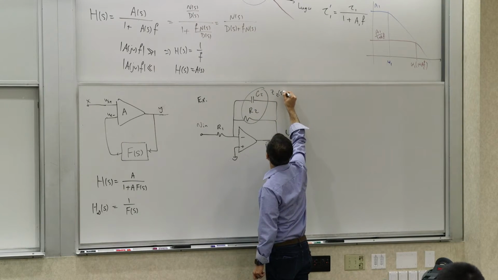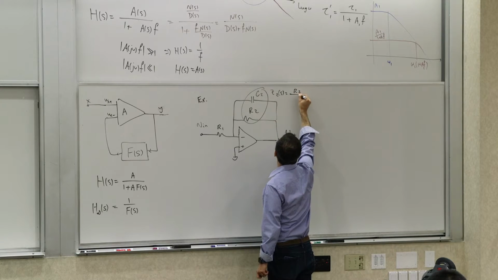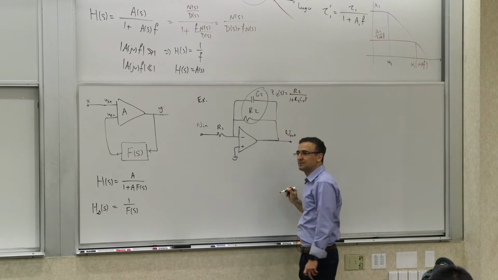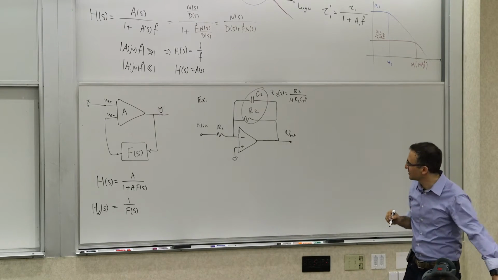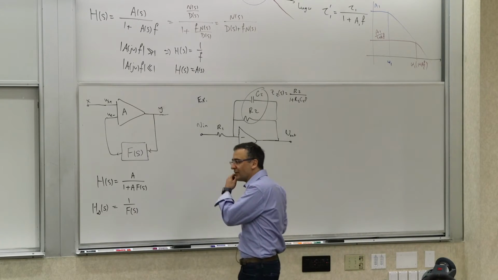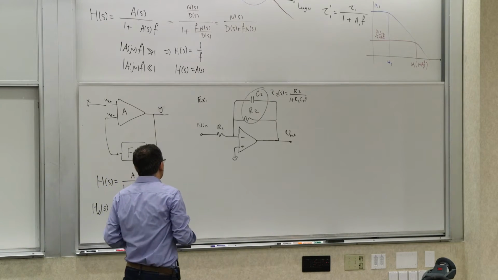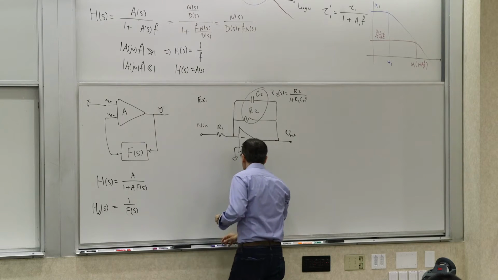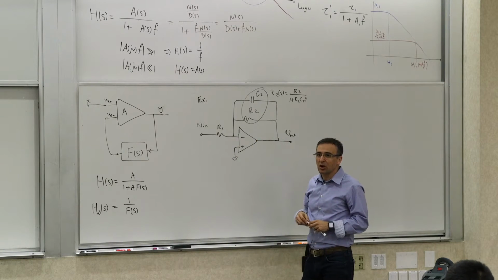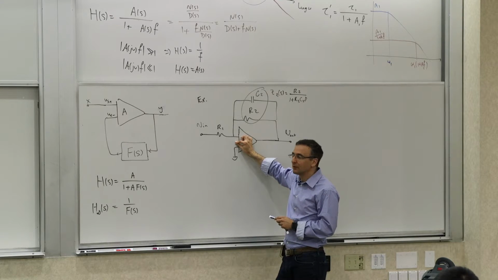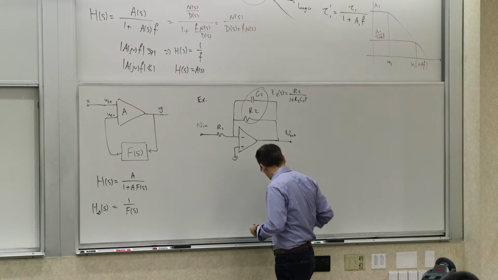And Z2 of S is simple to see. It's R2 over 1 plus R2 C2 S. That's a parallel combination of a resistor and a capacitor. Okay, so now if you have that, let's apply the asymptotic equality principle again. Let's say this gain is very large. What does it do? It forces these two voltages to be equal. The feedback is negative. You can check.